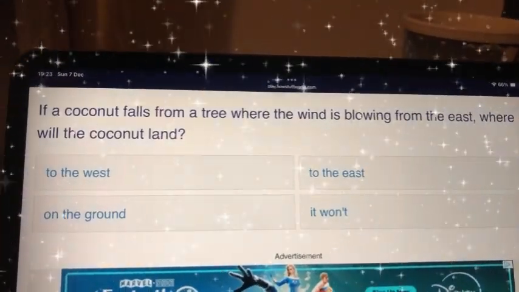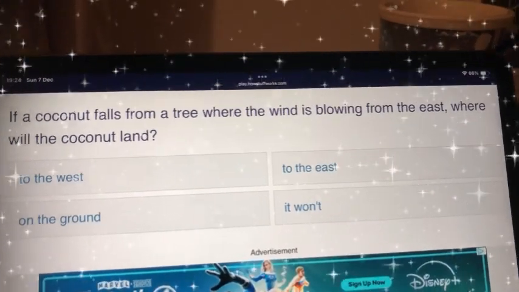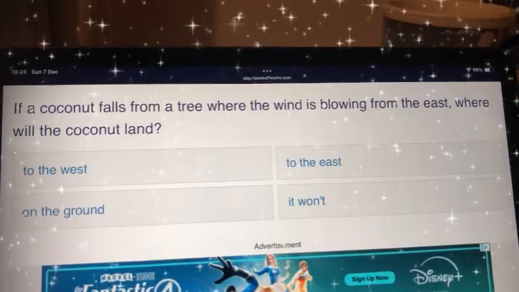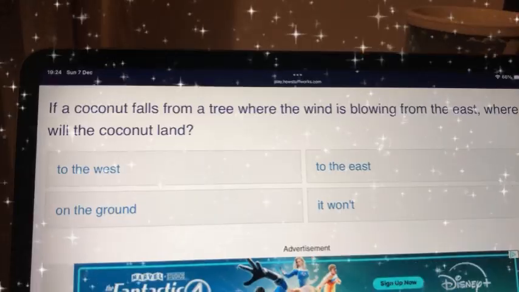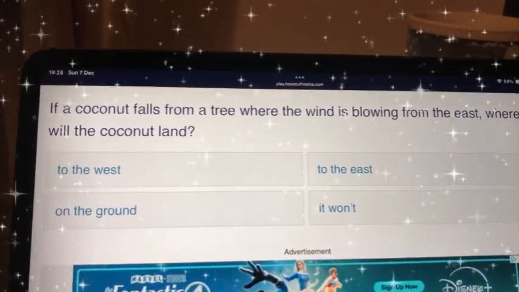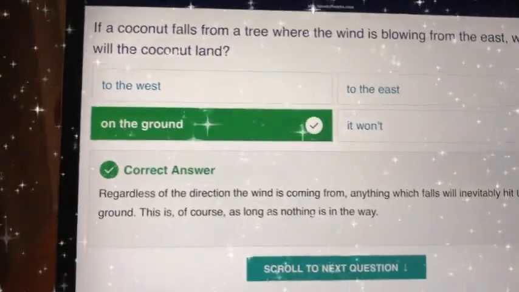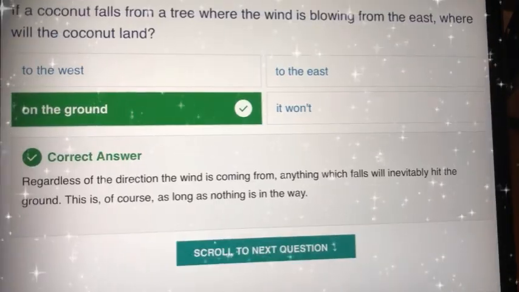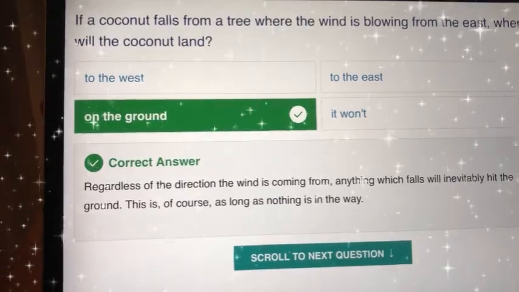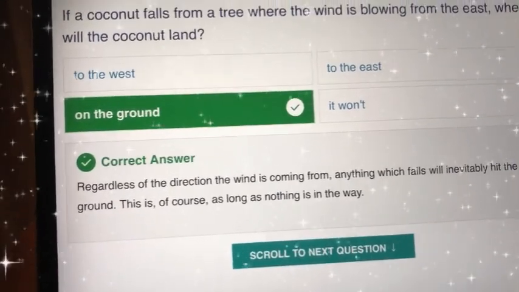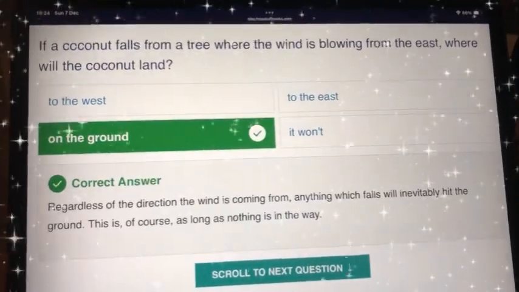It's called gravity. What goes up must come down, thanks to a certain Isaac Newton, who sat under the tree and discovered the laws of gravity. It's not to the west, it's not to the east, it's on the ground, obviously. Regardless of the direction the wind is coming from, anything that falls will inevitably hit the ground. There we go. Oh, well, yeah. Obviously, this is of course as long as there's nothing in the way. Duh.